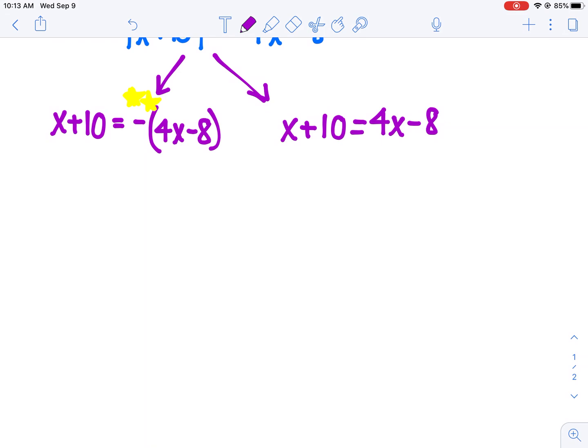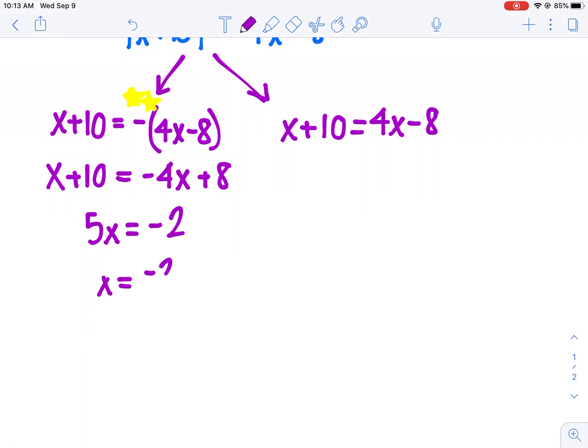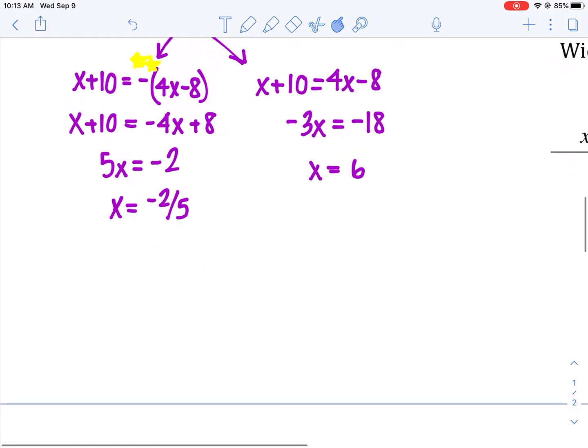So, first one, this would be x plus 10 equals negative 4x plus 8. When you solve, we'll get 5x equals negative 2. So one answer choice would be negative 2/5. The other one, when I solve, negative 3x equals negative 18. So the other choice would be x equals 6. Okay, again, I'm saying choices. Hopefully you notice that change in my vocabulary.